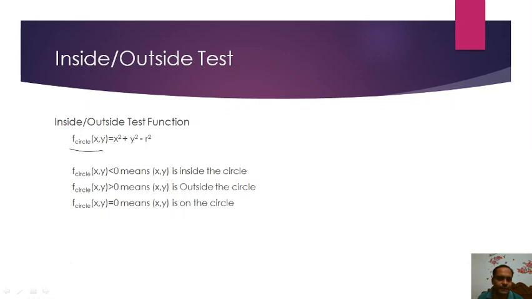So you fill these values in this polynomial x square plus y square minus r square. If this value comes out to be less than 0, means it is negative, then the point x y will be inside the circle. Similarly, if the value comes out to be positive, means greater than 0, that will mean that the point is outside the circle. And in the third case, when this value is exactly equal to 0, that means the point lies on the circle.